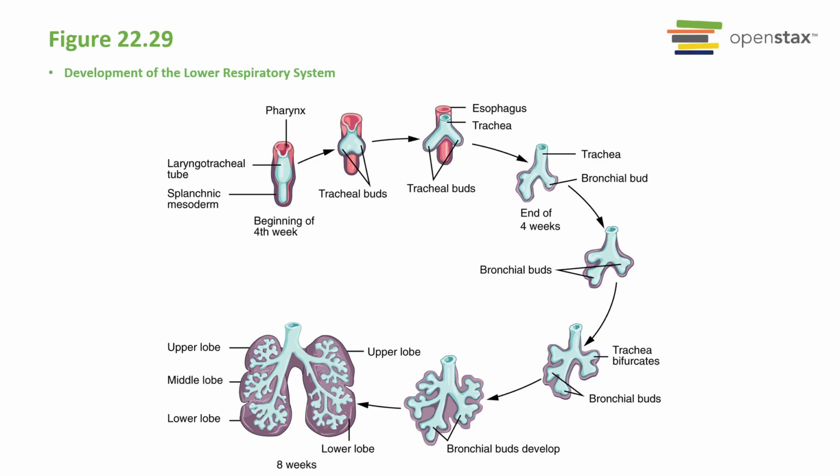And lastly, this is more for your interest, but this highlights, if you go to your textbook and have a look at figure 22.29, how exactly the respiratory system develops. And you are not required to memorize this particular slide, but what you can see in the take-home message really is that the development of the lower respiratory system begins as early as week 4 to week 8 within development.